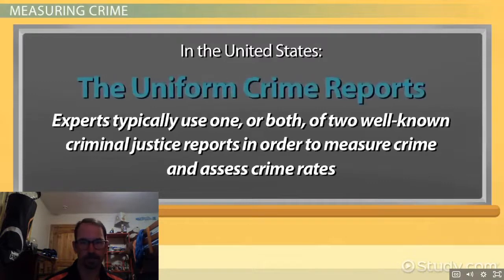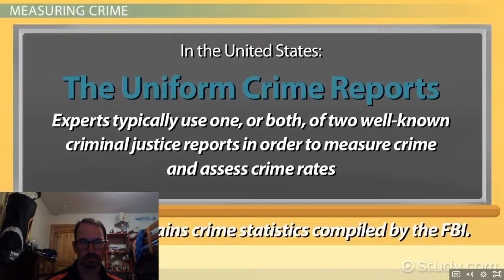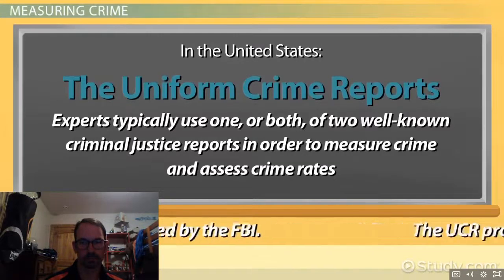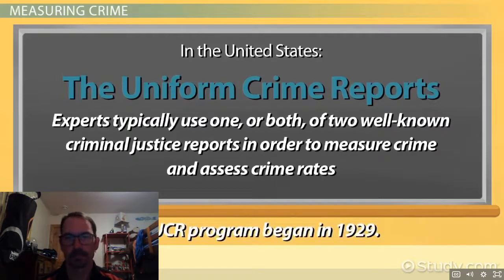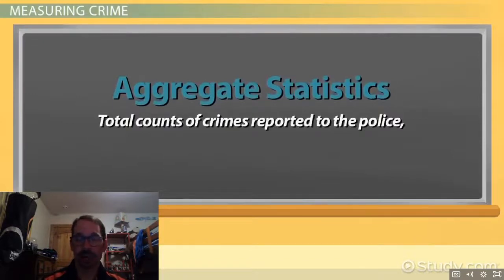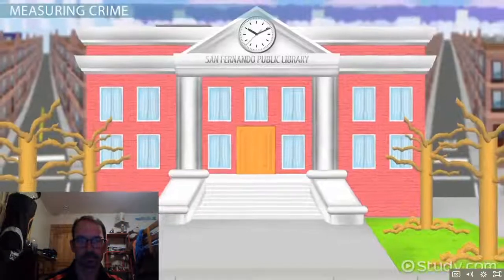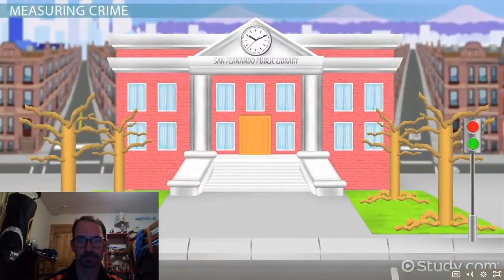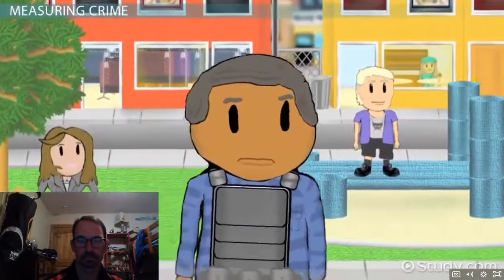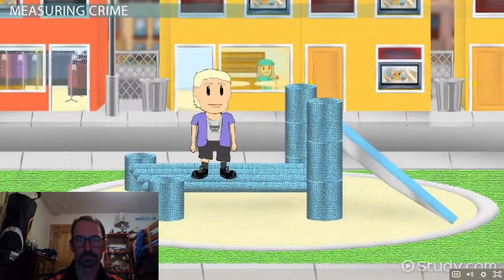The first is the Uniform Crime Reports, or UCR. This report contains crime statistics compiled by the FBI. The UCR program began in 1929 and is based on aggregate statistics, total counts of crimes reported to police, including arrests, but no details regarding individual incidents. Compliance with UCR is voluntary, meaning state and local law enforcement agencies choose whether or not to report their statistics. Around 95% of all law enforcement agencies participate.